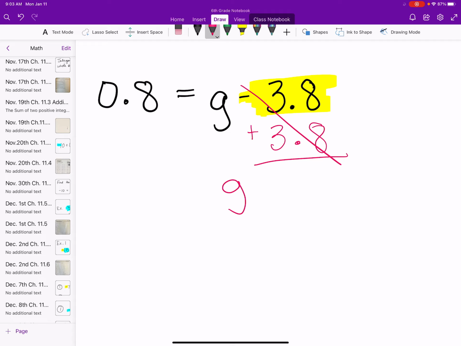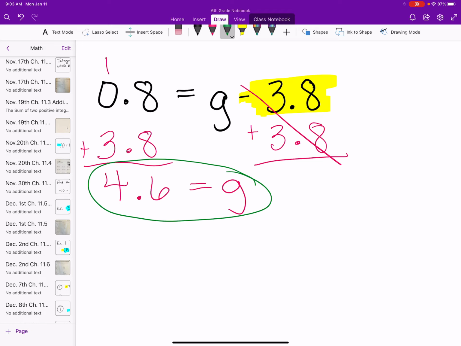If I did it on one side, I need to do it on the other. So I need to take 3.8 on this side and add it on. So I have 0.8 plus 3.8, 6, carry my 1. So 4.6, positive 4.6 is equal to g. And that is my final answer.